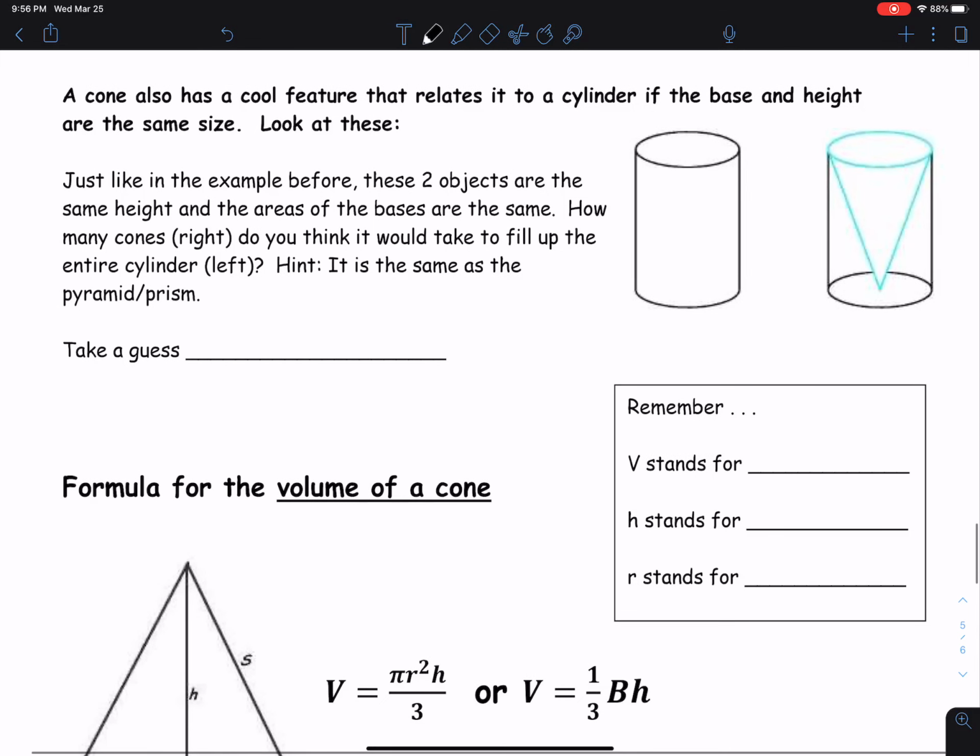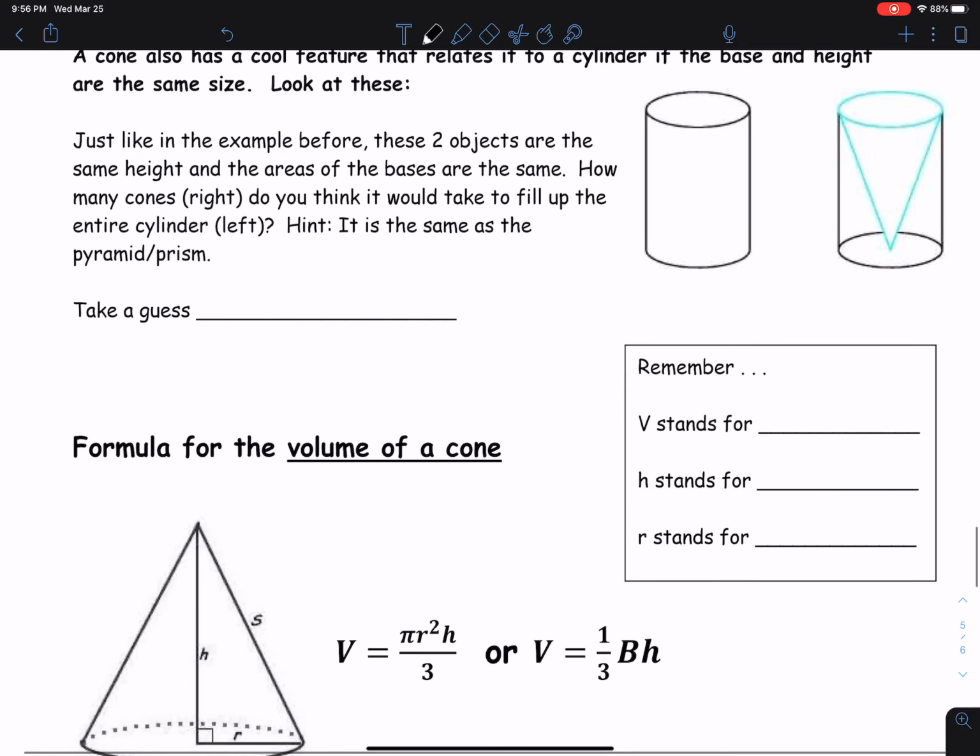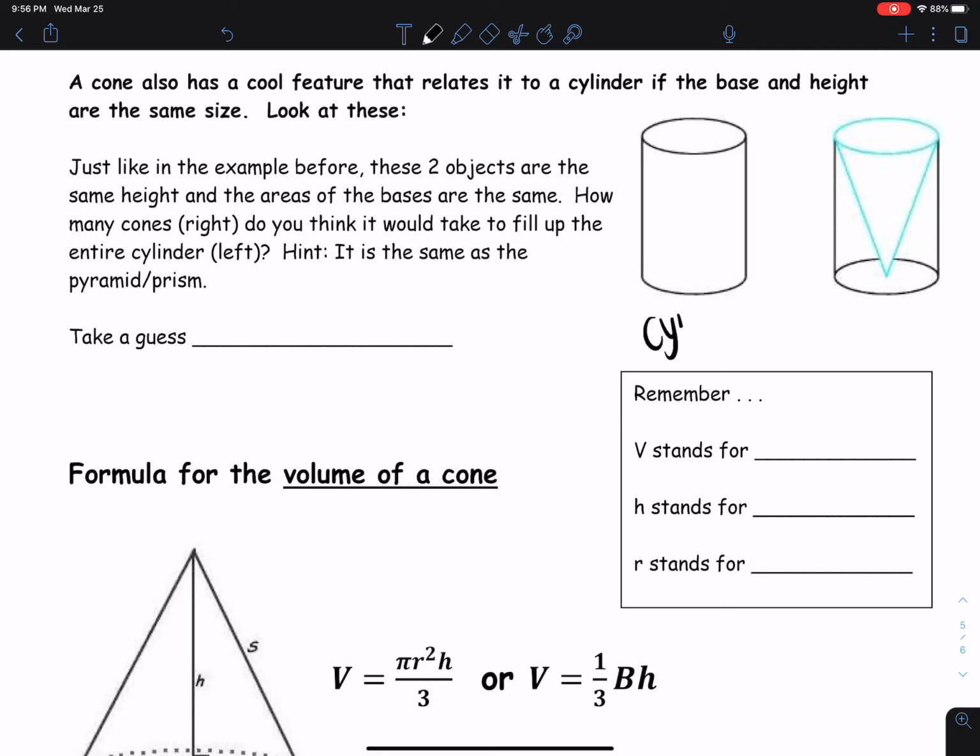Now the next one is similar, but instead of it being related to a prism, this is related to a cylinder. So we have a cylinder and a cone. This says, just like in the example before, these 2 objects are the same height and the areas of the bases are the same. How many cones do you think it would take to fill up the entire cylinder? Hint, it is the same as the pyramid and the prism. So we know that this is going to be 3.